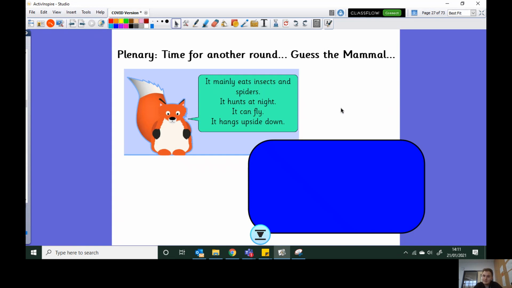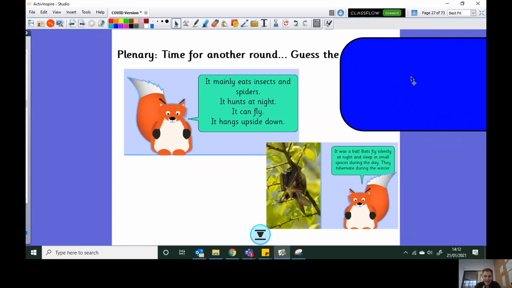Okay, you ready? It mainly eats insects and spiders. Insects and spiders. It hunts at night. It can fly. And it hangs upside down. Hangs upside down is a good clue. I think this might be one that was in our starter question and our odd one out. What do you think?